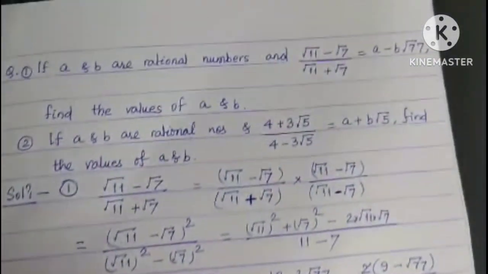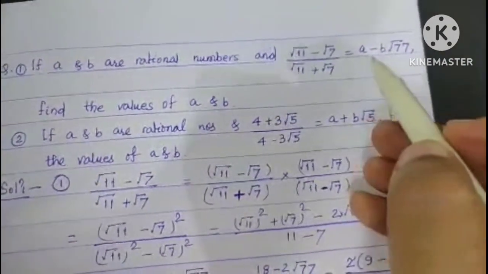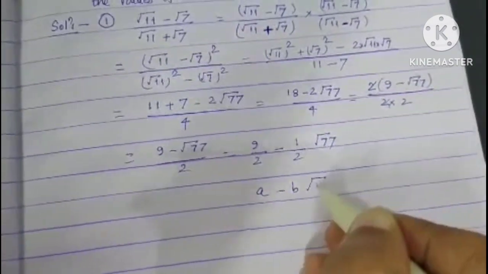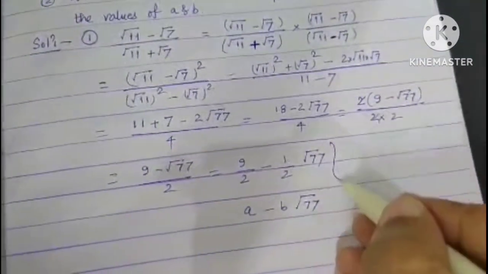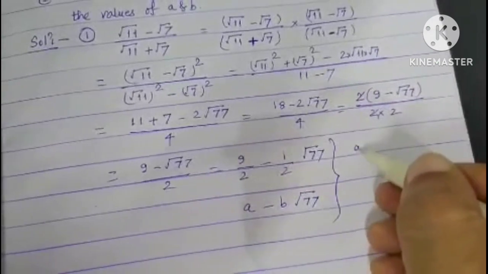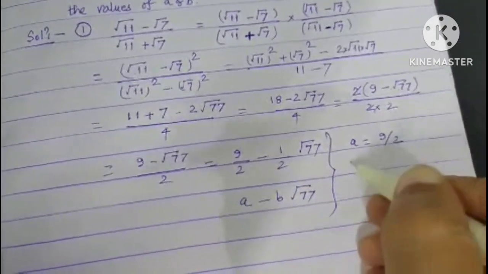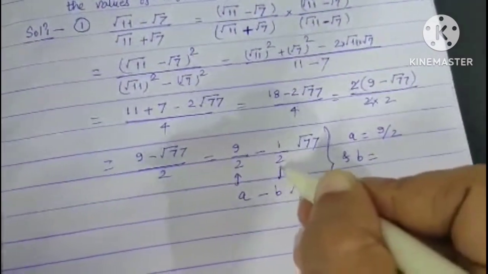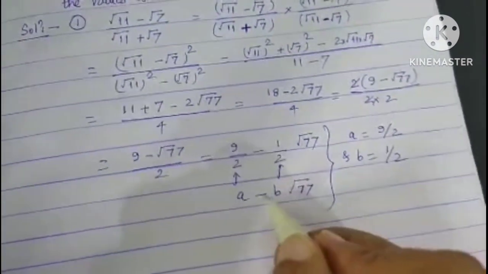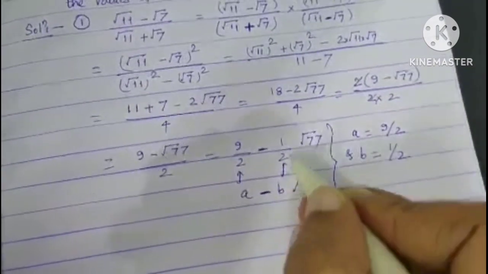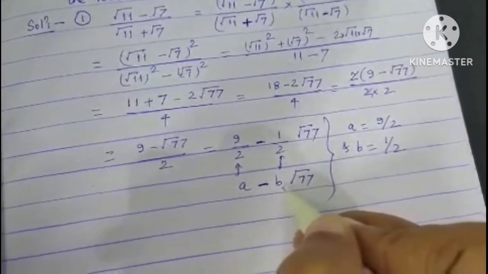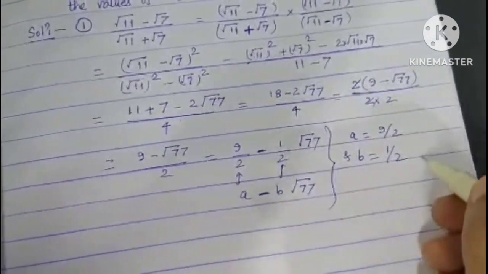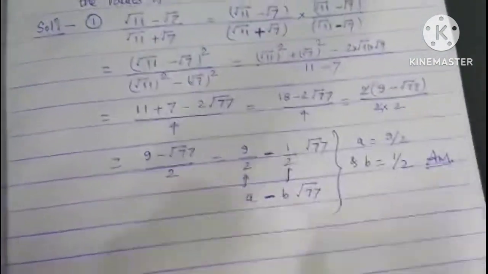Now you will compare with this one, you have been given a minus b root 77. So now you can easily compare and say that a is equal to 9 by 2 and b is equal to 1 by 2, because the minus sign is there. The coefficient here is b, here the coefficient is 1 by 2. So a equals 9 by 2 and b equals 1 by 2. So this will be our answer.